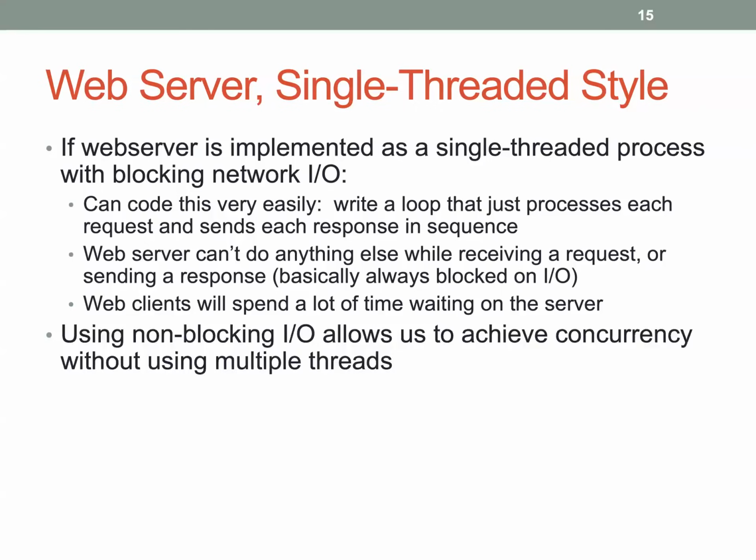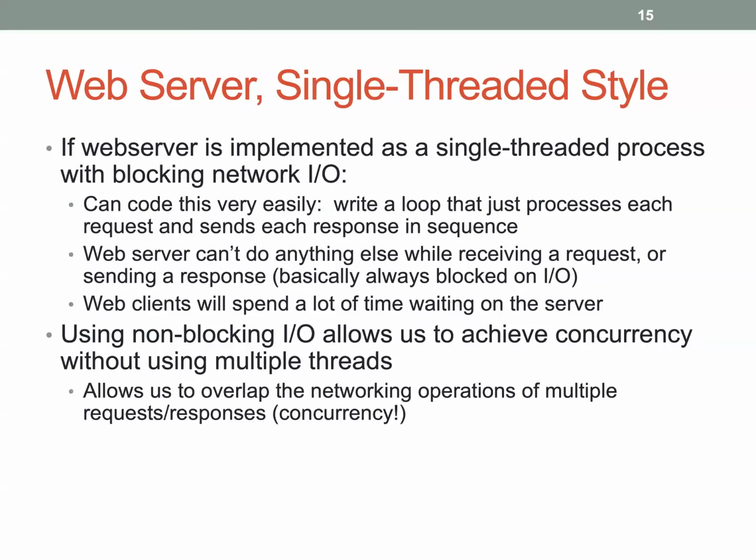Now, if we switch to non-blocking I/O, now we can start getting some concurrency. But the problem is we'll now have these multiple connections that are all being serviced at the same time by the server, and the server needs to know what it was doing with each of those connections so it doesn't lose track of what it was doing at any given time. So we can start overlapping the networking operations, which gives us concurrency, even though we still have a single thread of execution.